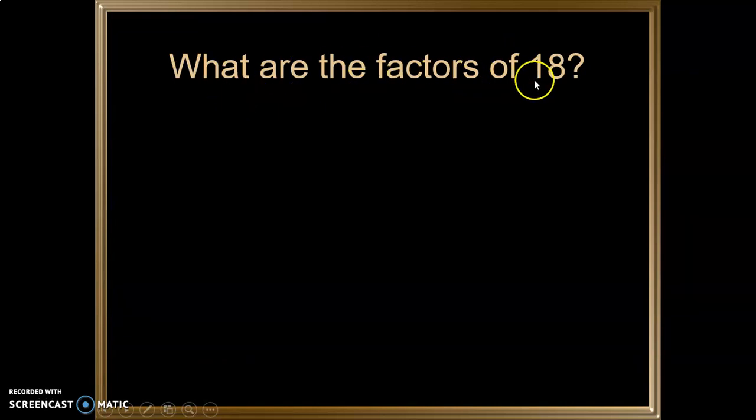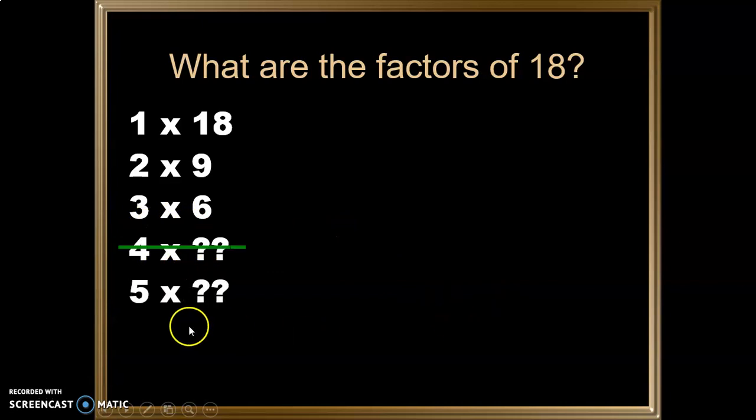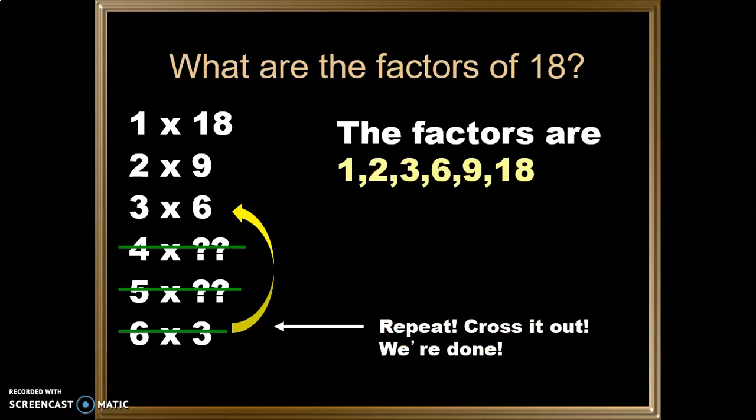So what are the factors of number 18? 1 times 18, 2 times 9, 3 times 6, 4 times, 5 times, 6 times 3. Repeat. Cross it out. We're done. The factors are 1, 2, 3, 6, 9, 18. The factors of 18 are 1, 2, 3, 6, 9, and 18.